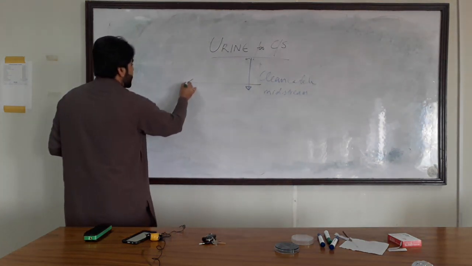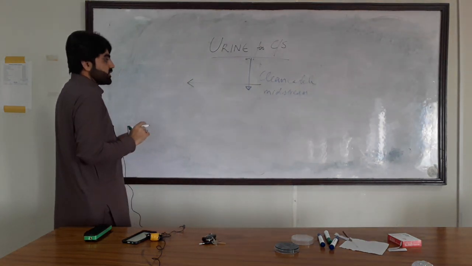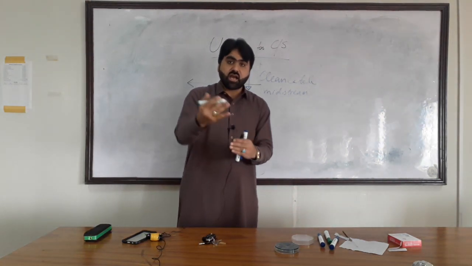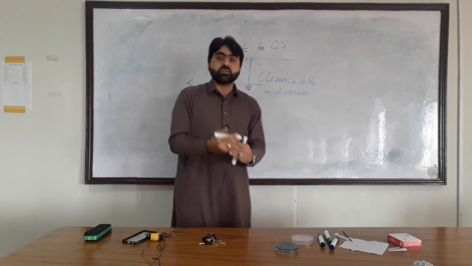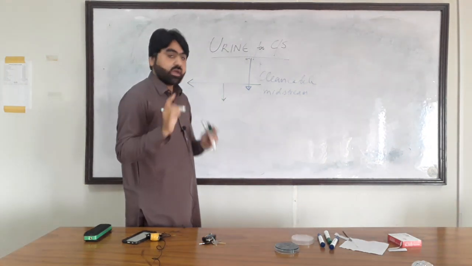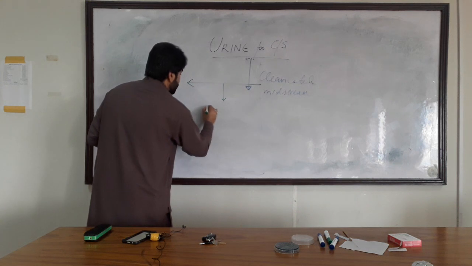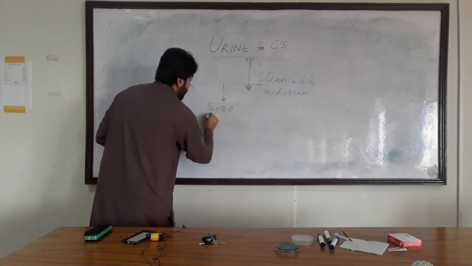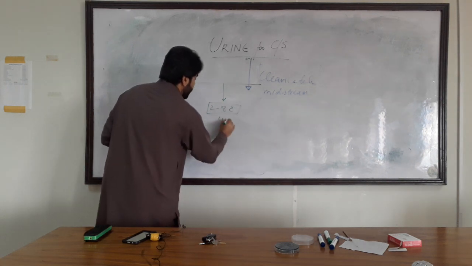Now, the second thing: if you are not able to process the urine immediately after receiving the specimen, then it is always recommended to store this urine at fridge temperature, which is 2 to 8 degrees C, and you can store it for 48 hours.